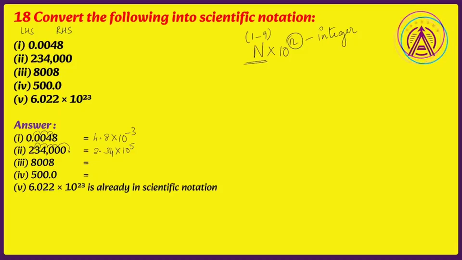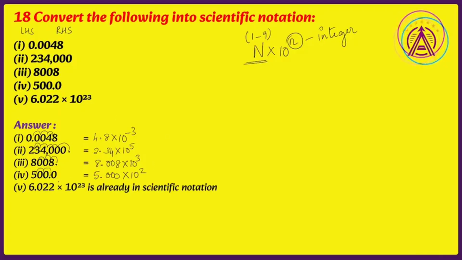Similarly, in 8008 also, I have my decimal after the 8. So I move it by 1, 2, 3 places. So I get 8.008 into 10 to the power 3. And the last, 500.0, I will move my decimal by 2 places. So I get 5.000 into 10 to the power 2.